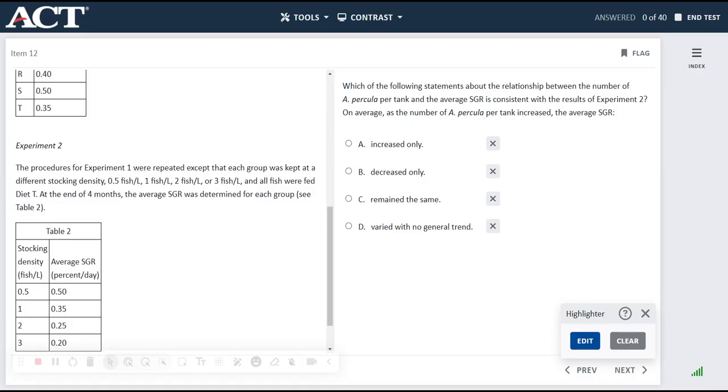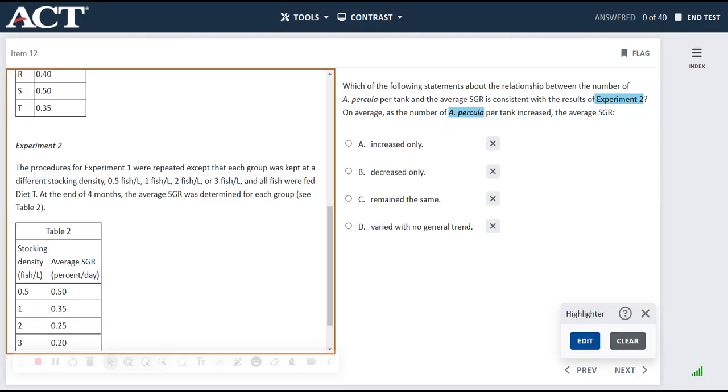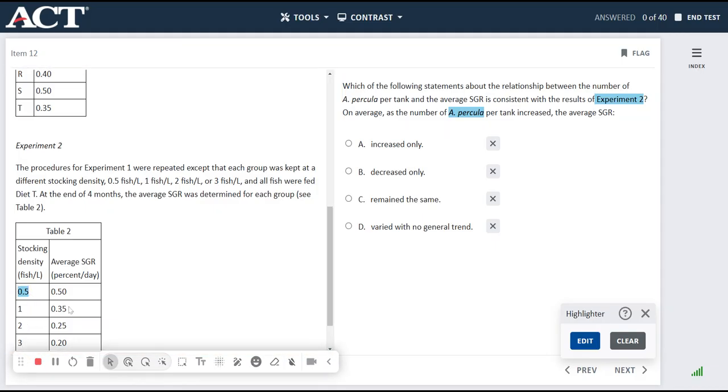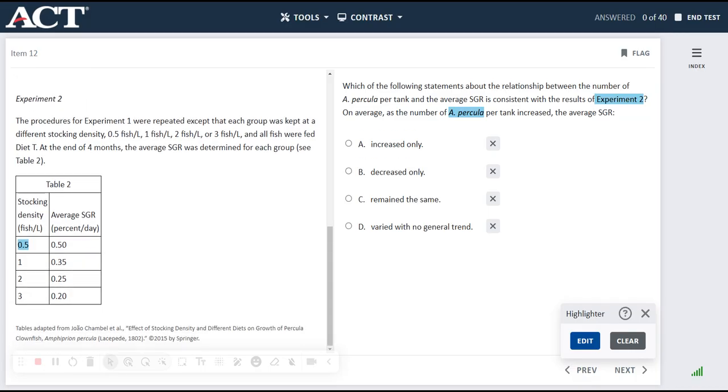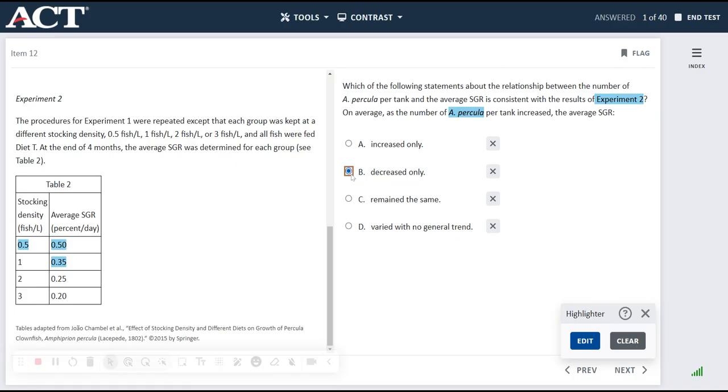Which of the following statements about the relationship between the number of fish per tank and the average SGR is consistent with the results of the experiment? On experiment 2, so let's make sure we're looking at a particular experiment. Experiment 2 here: as the number of fish per tank increased, the average SGR did what? The stocking density in experiment 2 goes from 0.5 to 0.3, and as it does that, it looks like the average SGR decreases. So decreases only. Our answer is B.